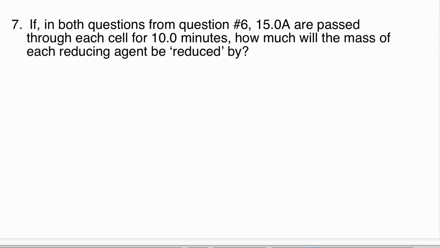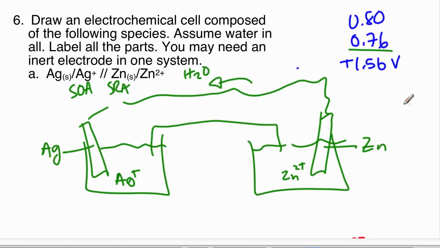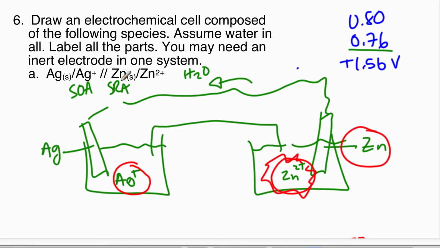Okay, in question 7, now they're asking you to go back, and I'll just do one of them, but you have to go back to question 6 and answer this question. So you've got amps, you've got time, and you're looking for the mass of each reducing agent. So for this first one, the reducing agent is the zinc 2 plus right there. This is my oxidizing agent right there. Oh no, it's not my reducing agent. My reducing agent will be the zinc, right? So zinc is my reducing agent, so that's the one I'm going to look at.